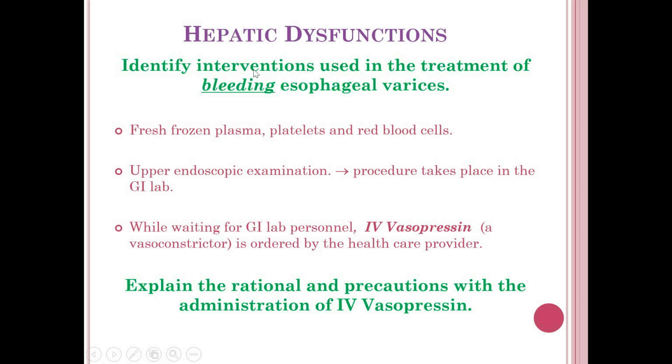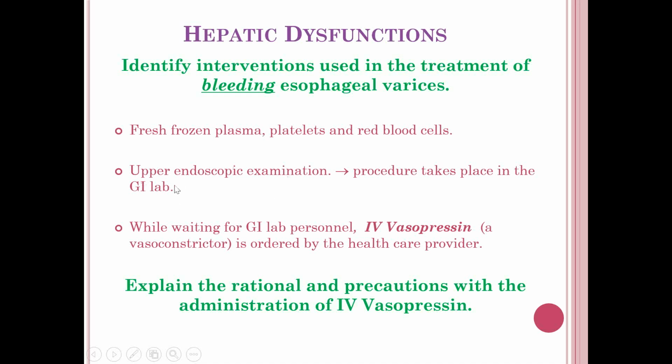So what does the healthcare team do to stop the bleeding once it occurs? Patients will be given fresh frozen plasma. Remember, all blood cells are diminished because of the splenomegaly, so they'll need platelets, they'll need red blood cells, they may need clotting factors because of the loss of clotting factors from the bleeding. The physicians are going to order endoscopic exams. Either they're going to go from the top down, that's an endoscopy, or from the bottom up, a colonoscopy.